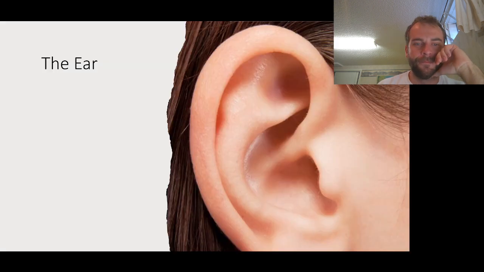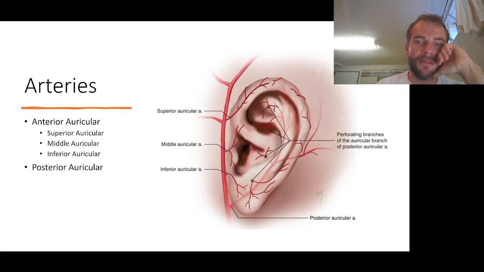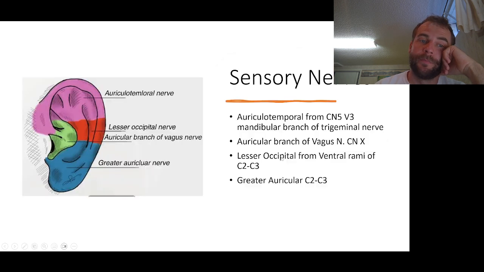Oh, sorry about that. The ear. Lots of landmarks here. We'll get to the arteries first. Coming off of the anterior auricular and posterior auricular is where everything mostly comes from. And then your anterior is going to give you a superior, middle, and inferior, and your posterior comes behind. The superior kind of wraps around like this. That's very important for blood supply, and if you have a trauma, especially right down here, if you lose that posterior, you might end up losing higher up due to ischemia.